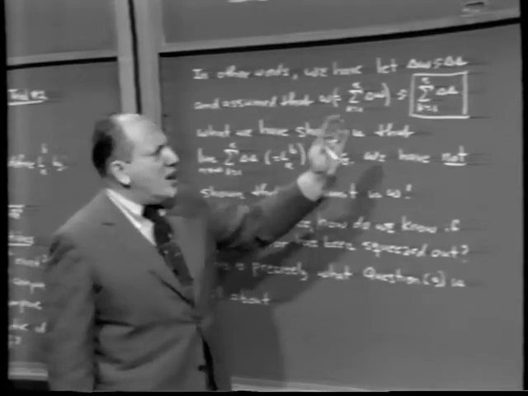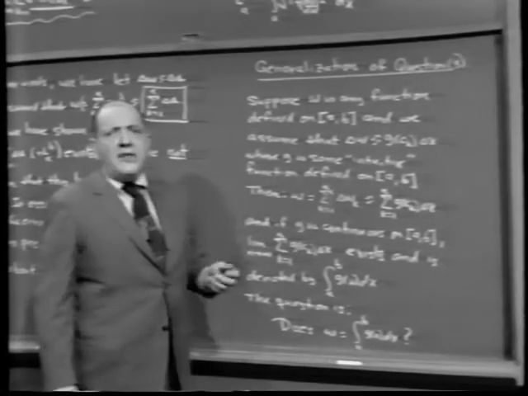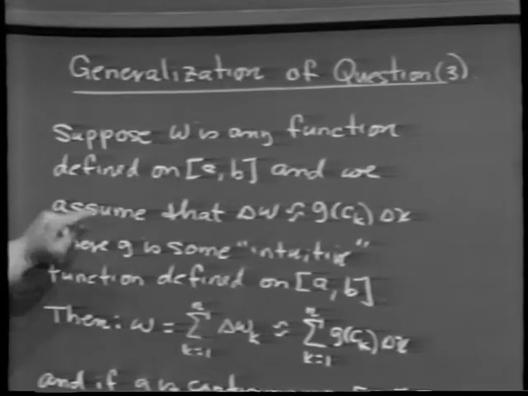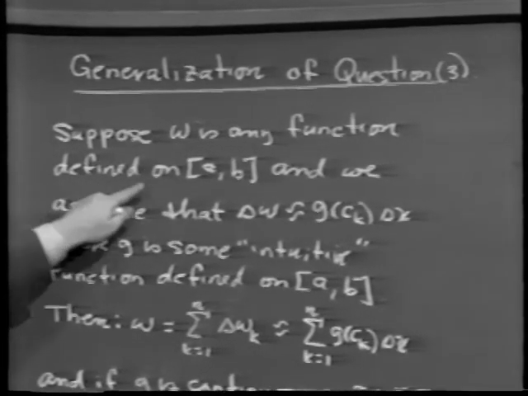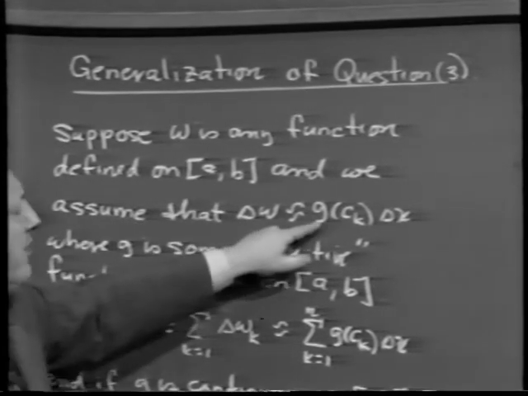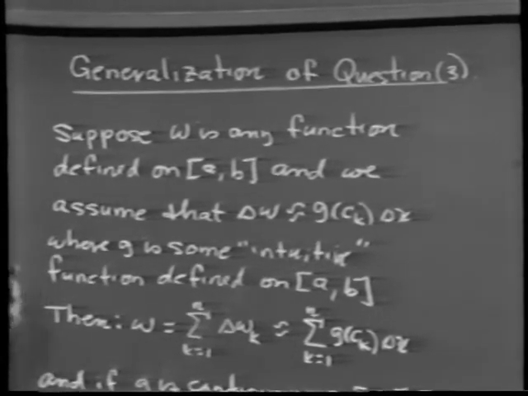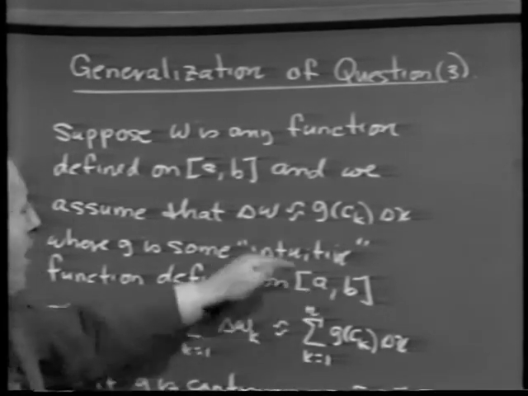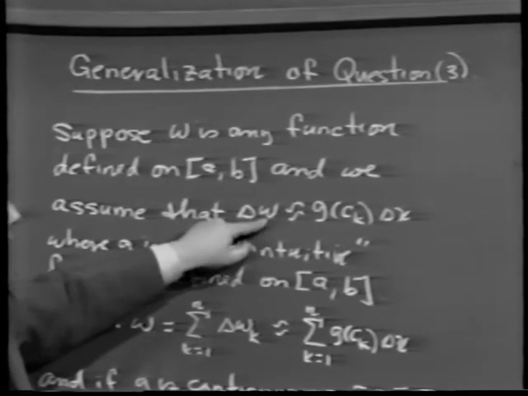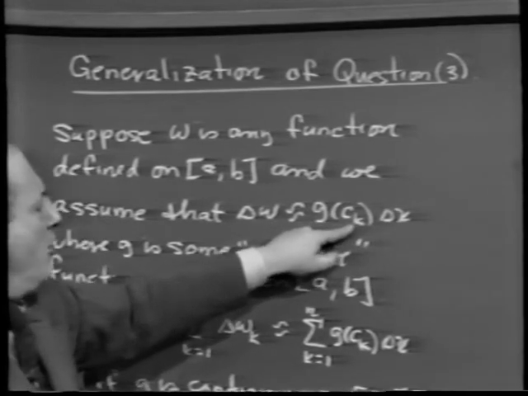So at any rate, let me generalize question number 3. Remember what question number 3 is: how do we know that if the limit exists, it's equal to W? All I'm saying is, don't even worry about arc length. Just suppose that W is any function defined on a closed interval from a to b, and that we've approximated delta W by something of the form g of c sub k times delta x, where g is some intuitive function defined on [a, b]. For example, in our earlier example, we started with delta W being arc length, and we approximated delta W by delta x, in which case g would have been the function which is identically 1.